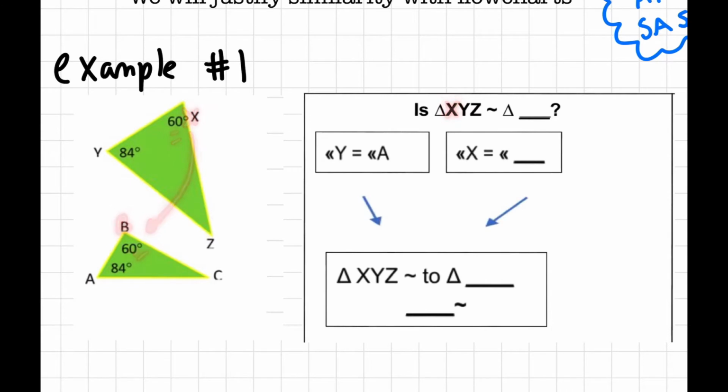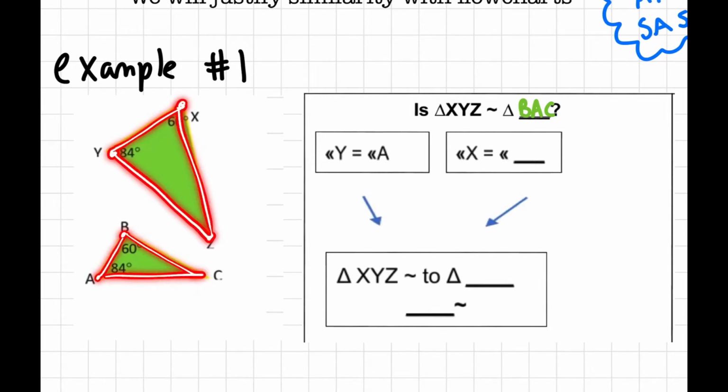See how they're both 60 degrees? That's how I know those are corresponding. So first I'm going to write B right here. So X goes with B. Which one goes with Y? So here's Y, 84, and A is going to be the same. It's corresponding. So BA, and then last Z goes with Z. So BAC. So is triangle XYZ similar to triangle BAC? Is this one similar to this one?